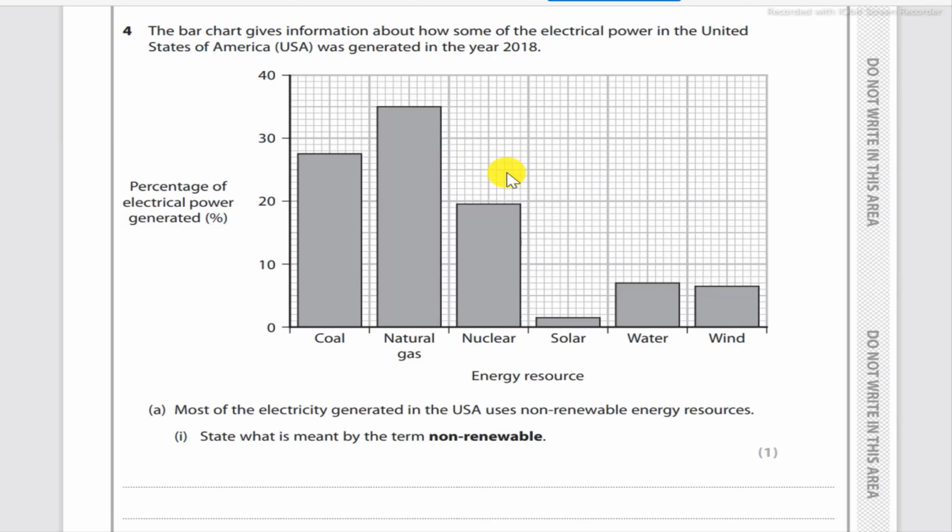Most of the electricity generated in the USA uses non-renewable energy resources. What is meant by the term non-renewable energy? What is non-renewable energy?